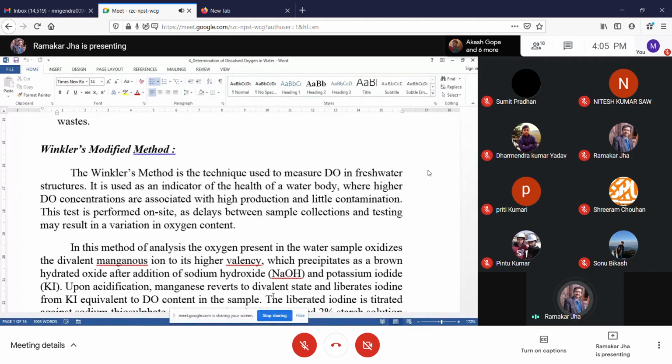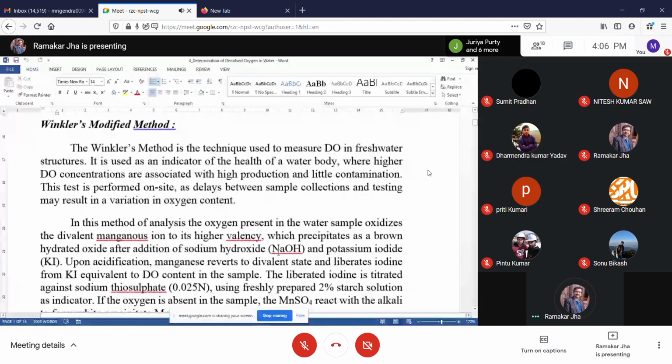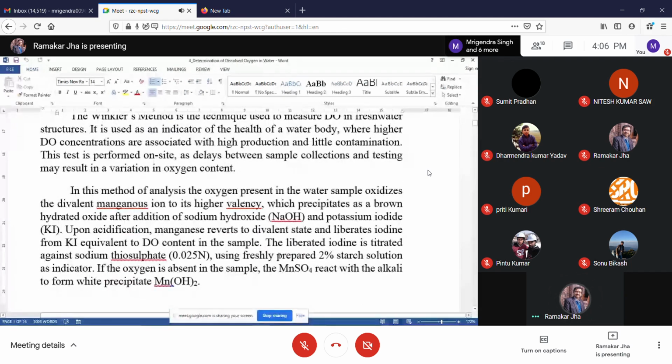As delay between sample collection and testing may result in a variation in oxygen content, either we have to do it like in BOD, using preservatives MnSO4 and alkali azide to fix the oxygen and then bring it to the lab and test the DO. This is what we do in BOD, but that is expensive, and with this meter you can go and find out.